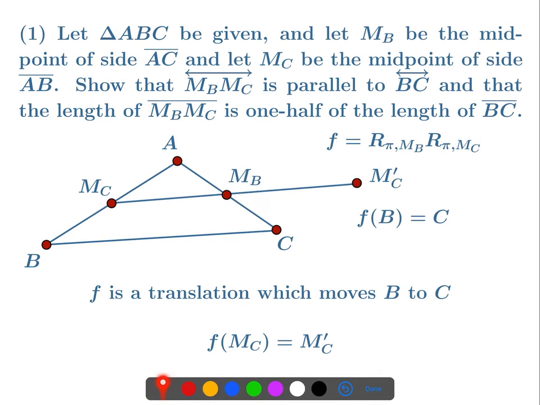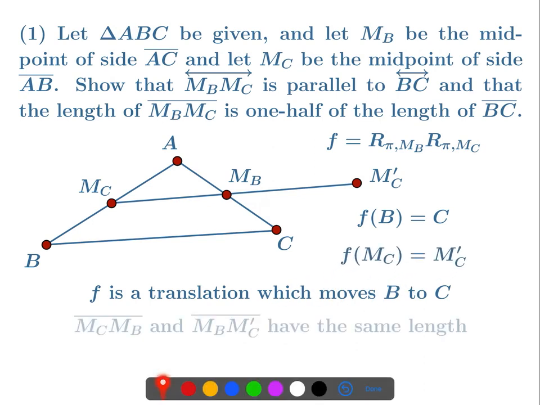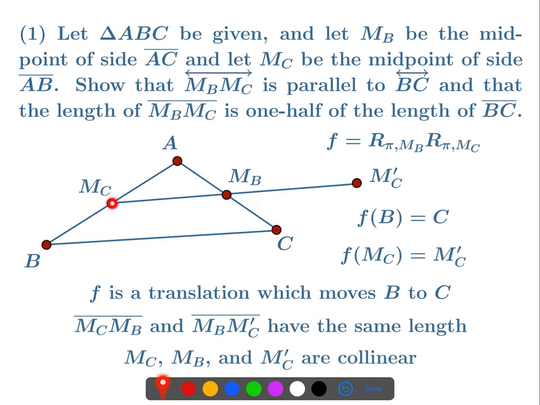What do we know? Since we rotated M sub c about M sub b and got M sub c prime, we know that this distance should be the same as this distance. So these two distances are the same, the distance from MC to MB and MB to MC prime. We also know that these 3 points are in a line because this was a 180 degree rotation. So these are the same length, and these 3 points, M sub c, M sub b, M sub c prime, are all collinear.